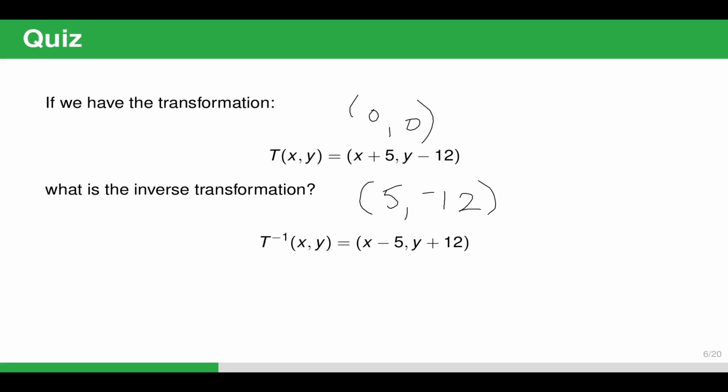And now let's see what the inverse transformation does to the point 5, minus 12. Of course, now 5 minus 5 is 0, and minus 12 plus 12 is 0. So you see that this transformation, the inverse, undoes what the original transformation did. Great, and that will of course be the case for every single point, not just the point 0, 0.